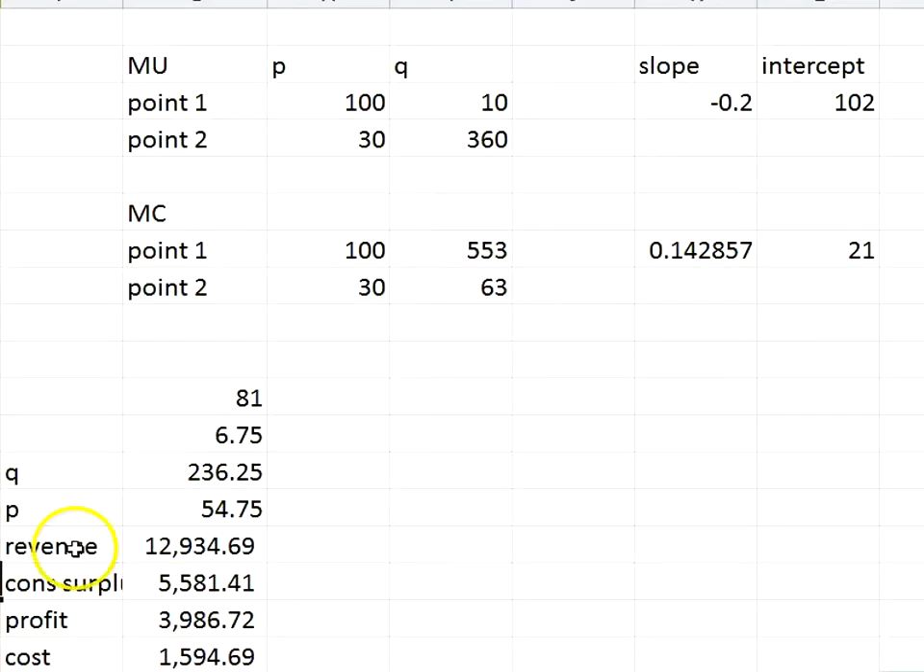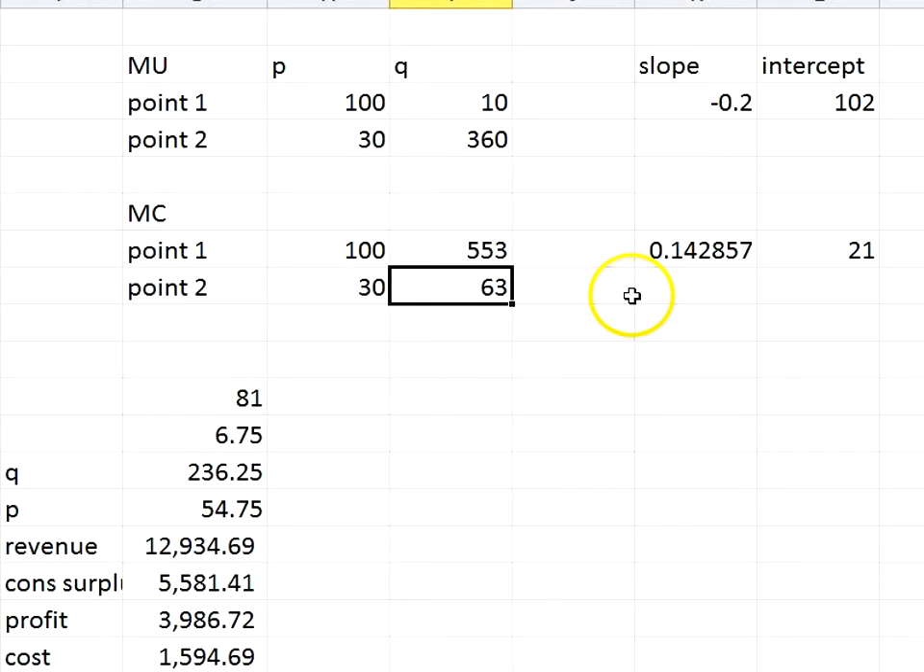Okay, let's consider a situation in which the marginal utility is 100, that is, at a price of 100 we would be willing to consume 10 units. And at a price of 30 we will be willing to consume much more, 360 units. At the same time, from the supplier's perspective, if the price that we can get in the market is $100, we're willing to supply 553 units. But if the price in the market, the cost that we have, is 30, then we're only willing to supply 63 units because our marginal cost implies that that's the cost.